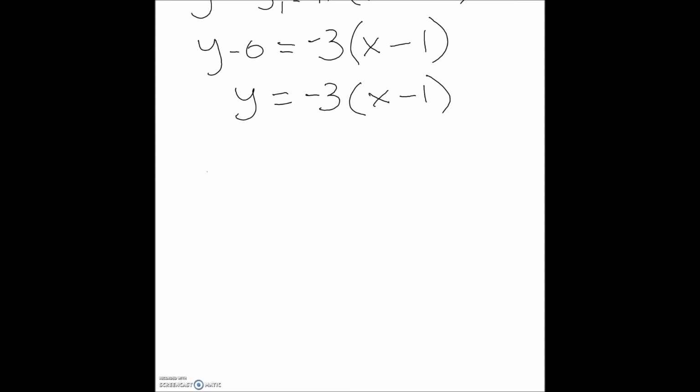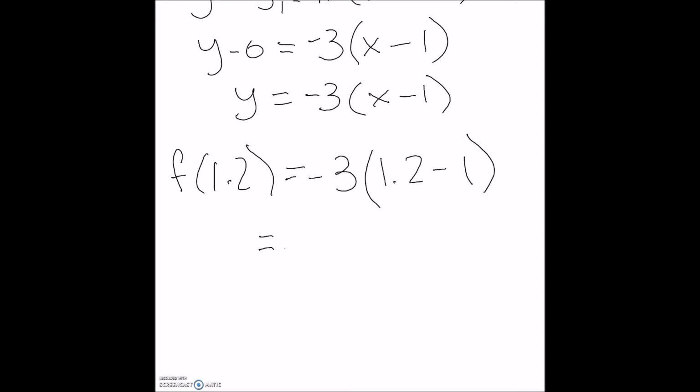The problem then asks us to approximate the value at f(1.2). To do this, we simply plug in 1.2 as the x value and solve. We should then get negative 0.6.